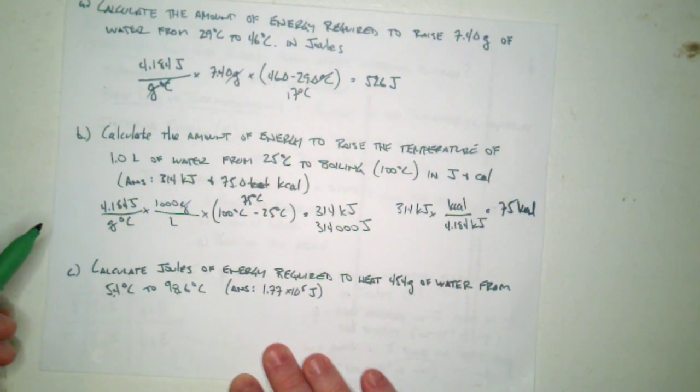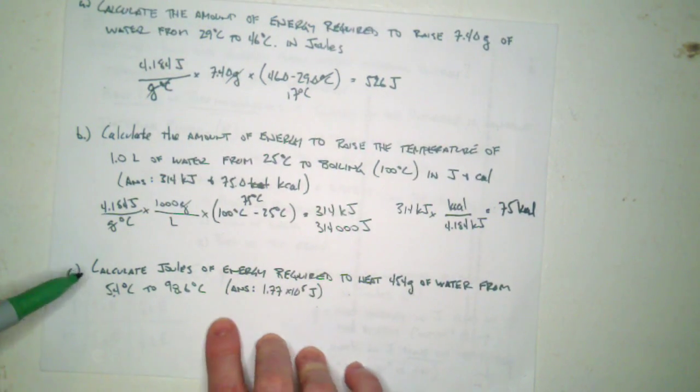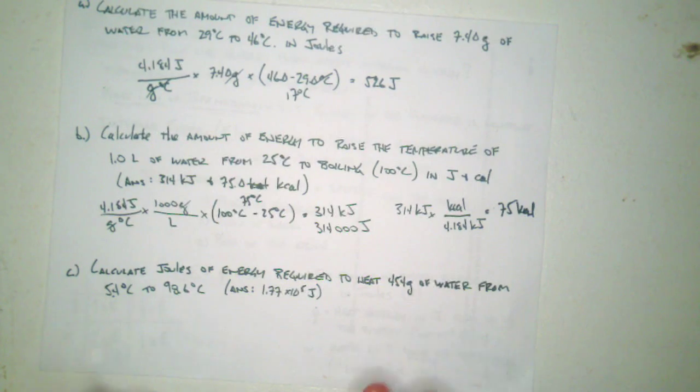So here, if you're kind of stuck with that one, you can try this one. Calculate the joules of energy required to heat 454 grams of water from 5.4 degrees C to 98.6 degrees C. And the answer, and we'll do it in joules this time, is 1.77 times 10 to the 5th joules. So if you want to pause, I'll give you a minute to solve that, and then I'll come back with the answer.